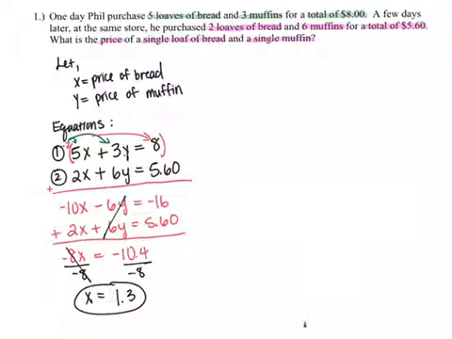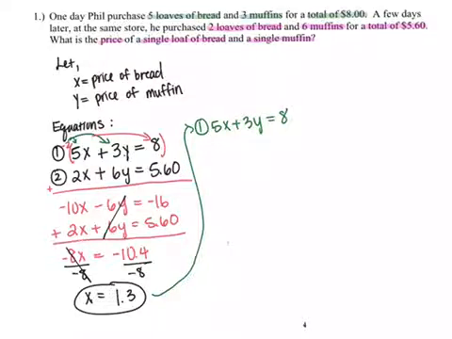So let's go ahead and find the price of the muffin. Maybe use green. We need to use either equation 1 or 2 to find the price of the muffin. I'm going to go ahead and use equation 1. Remember, it doesn't matter as long as you choose one of them. Equation 1 was 5x plus 3y equals 8, and I'm plugging in 1.3 for x. So that's 5 times 1.3 plus 3y equals 8. Let's solve this out.